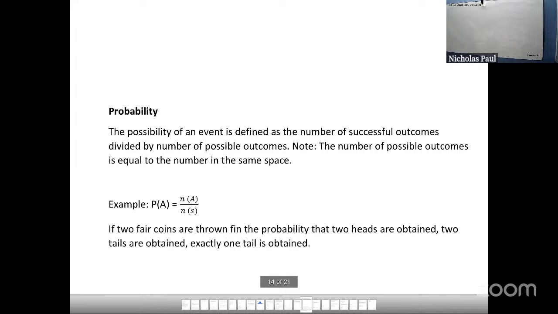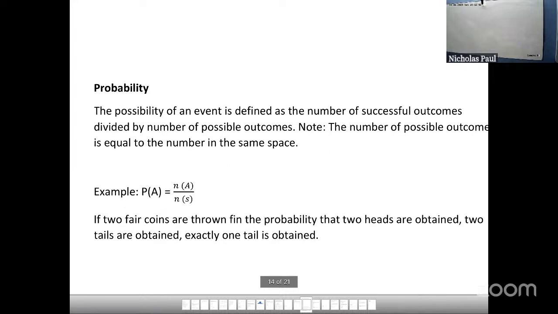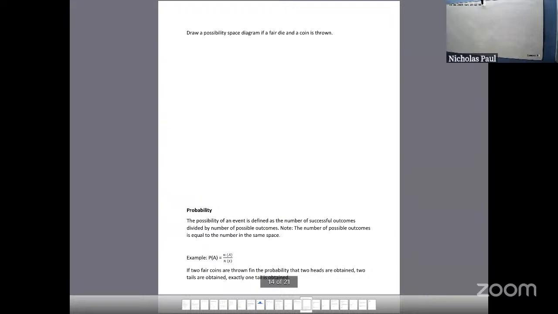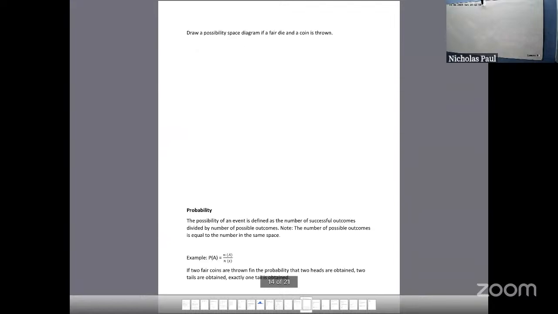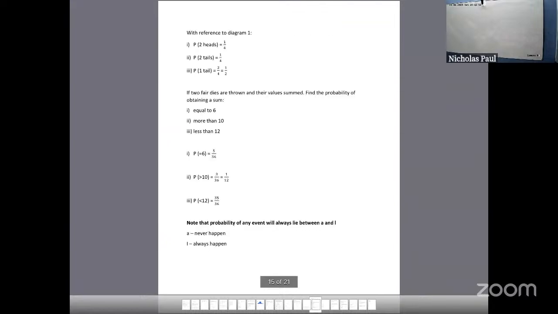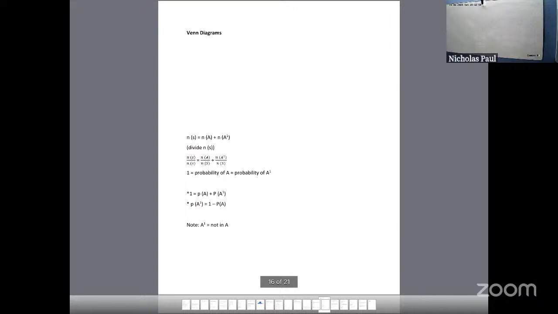All right, so today we're taking a look at probability, and from probability we have to be able to do something called possibility space diagrams. Then we're going on to apply some rules of probability for one event, then we have to go over some Venn diagrams. I'll show you back some steps, and then we'll take a look at questions that involve tree diagrams, right? All right, so let's begin.